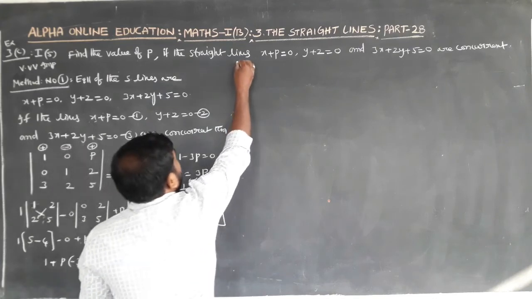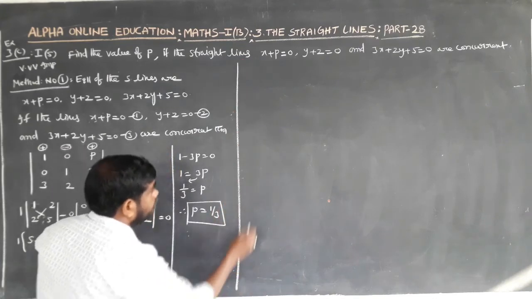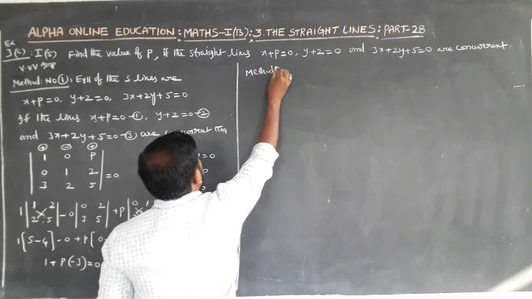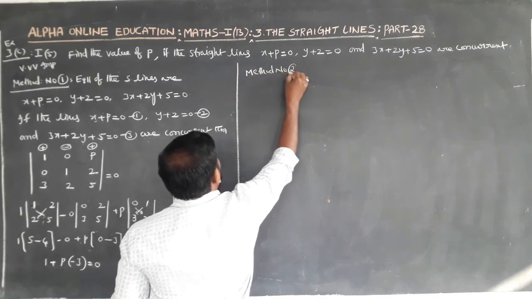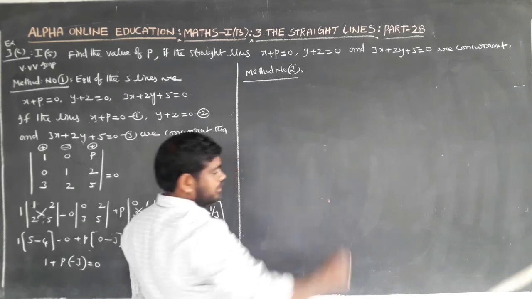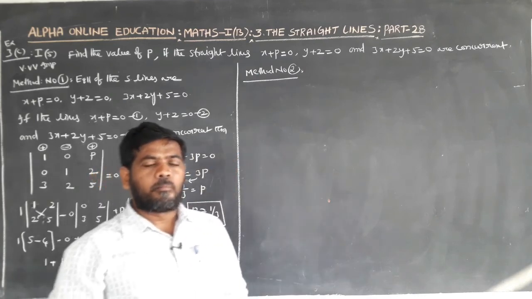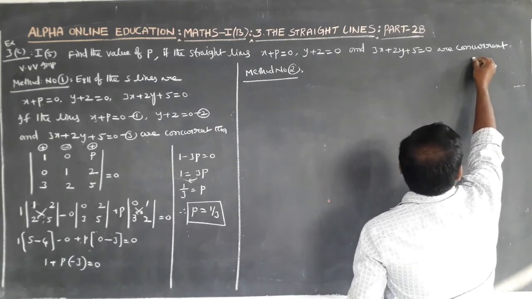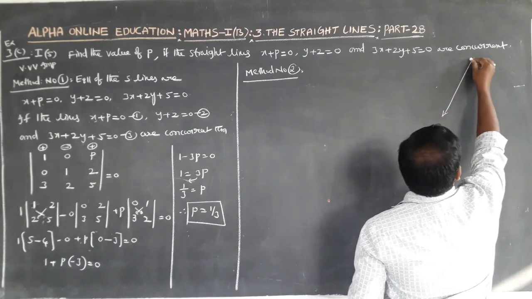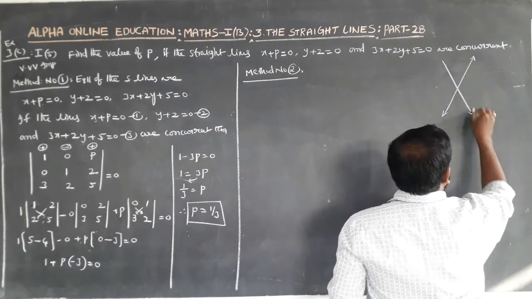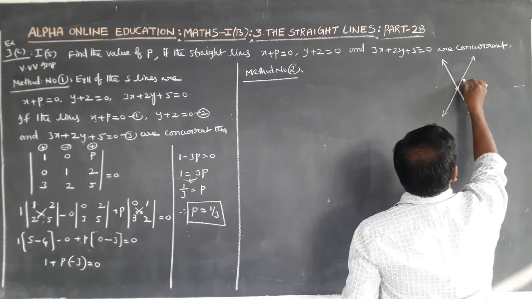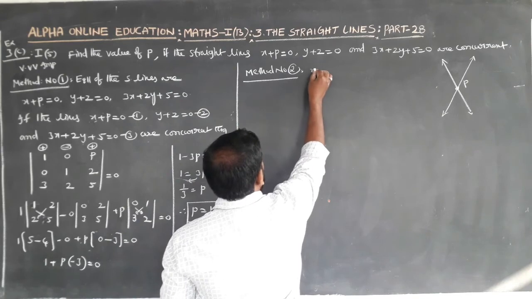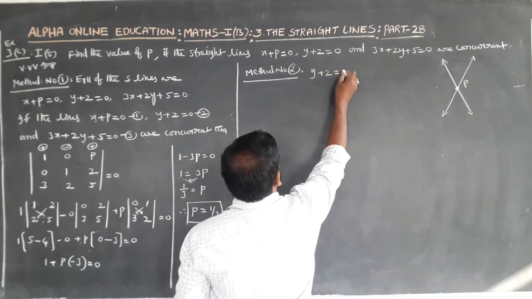Next one is the second method. Method number 2: first of all we find the point of intersection of two lines. Here we solve equations 2 and 3.